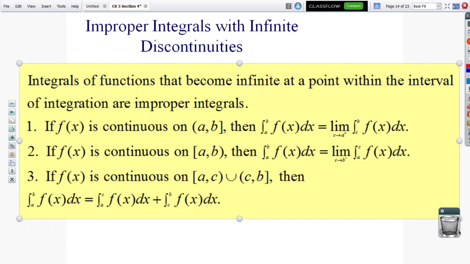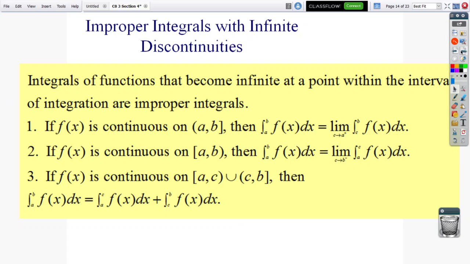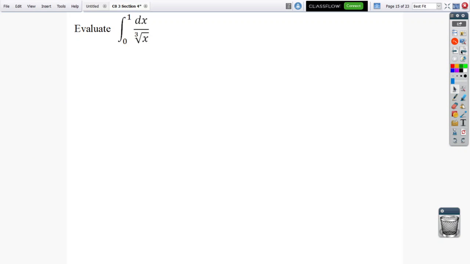And if f of x is continuous on the interval from a to b exclusive of c, meaning the infinite discontinuity happens at c, then the integral from a to b of f of x dx is equal to the integral from a to c of f of x dx plus the integral from c to b of f of x dx. The third option is basically to split it up wherever the infinite discontinuity happens. And this can be difficult. So we have to acknowledge where the infinite discontinuities happen. The infinite discontinuities happen when we divide by 0.